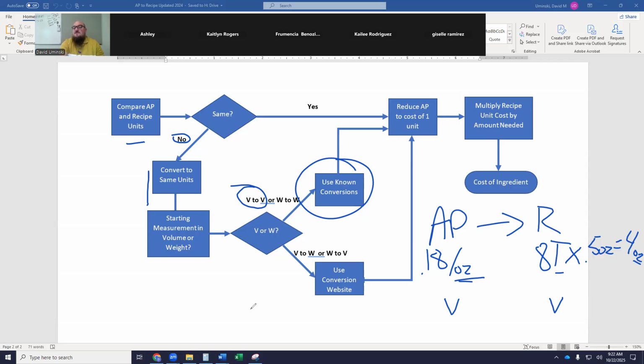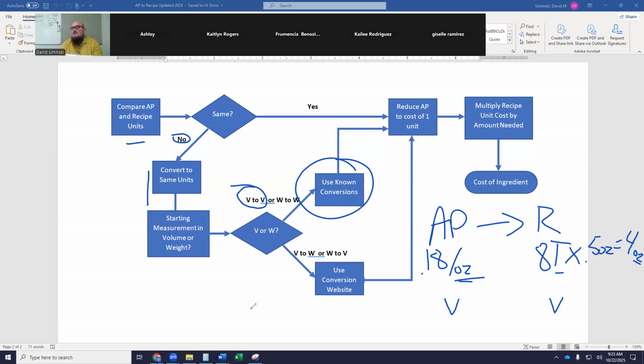So now we would just multiply 18 cents times 4 ounces. On yours, it was the conversion website, I think it was like 3 point something. So you were close, but that's just because that's the weight. You're converting volume to weight. But what we really are looking for here is volume because it's a liquid ingredient already. Okay, thank you.